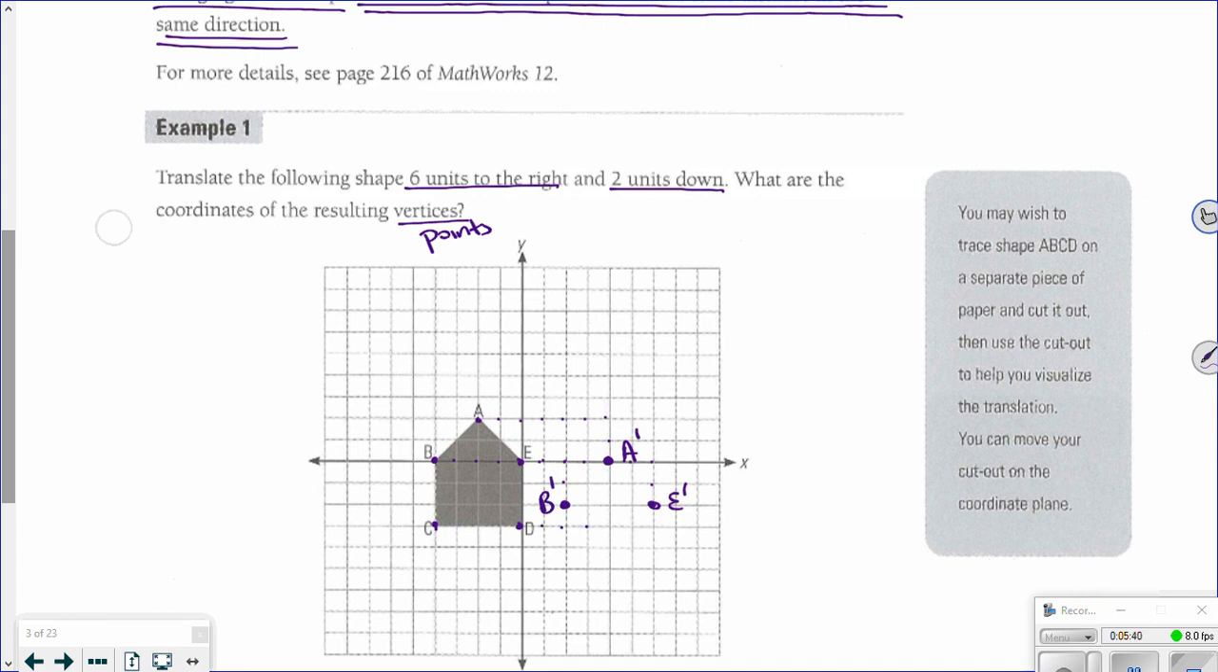D is 6 over, 2 down. And C ends up right there. Draw my lines. Color in my shape if I really want to. I don't care that much, so I'm not going to. That's where my new shape now is located.